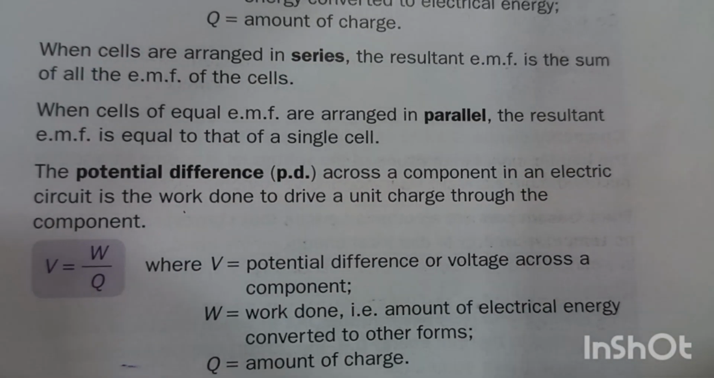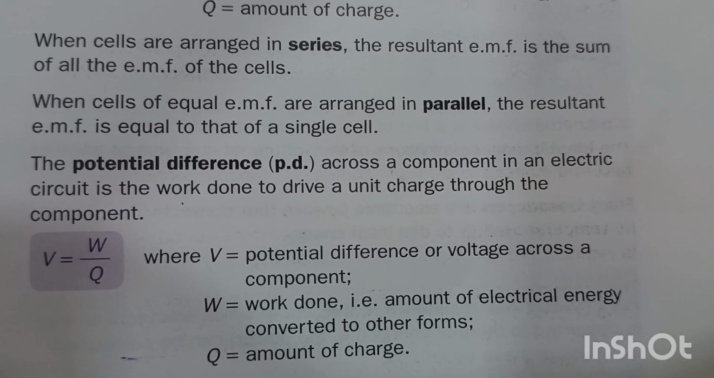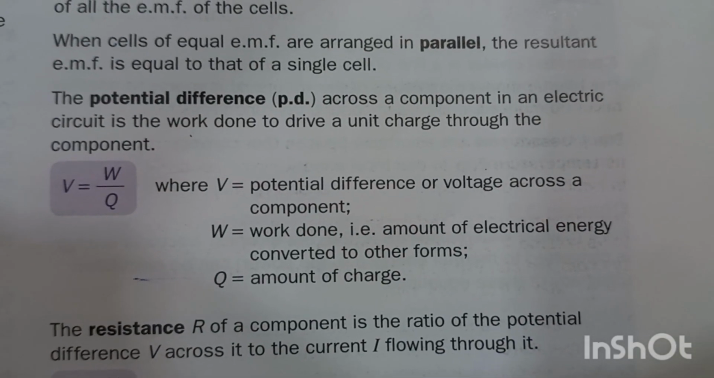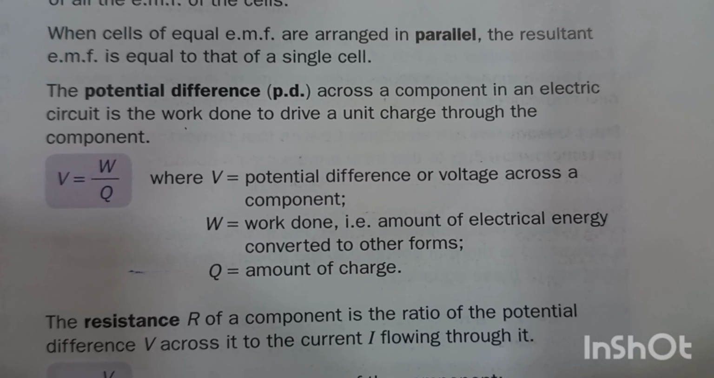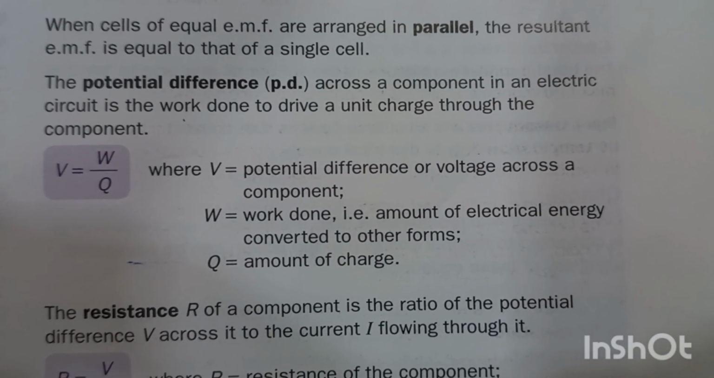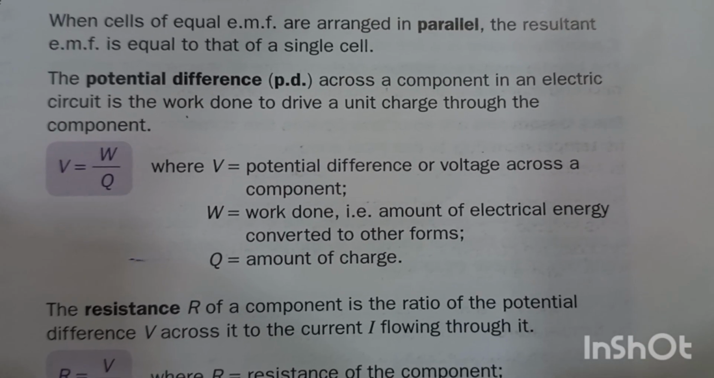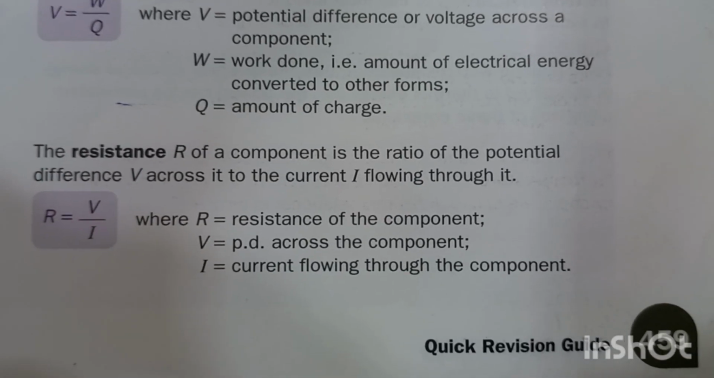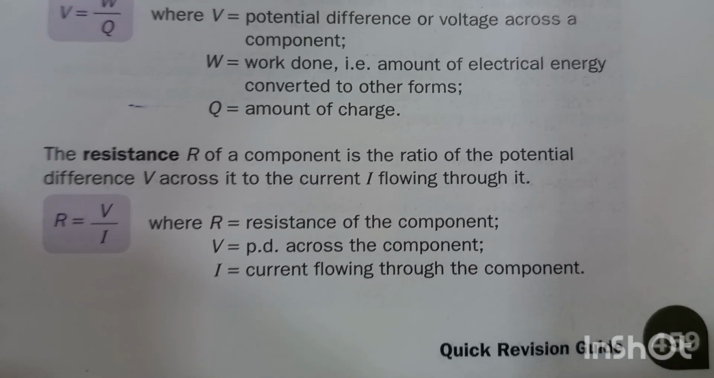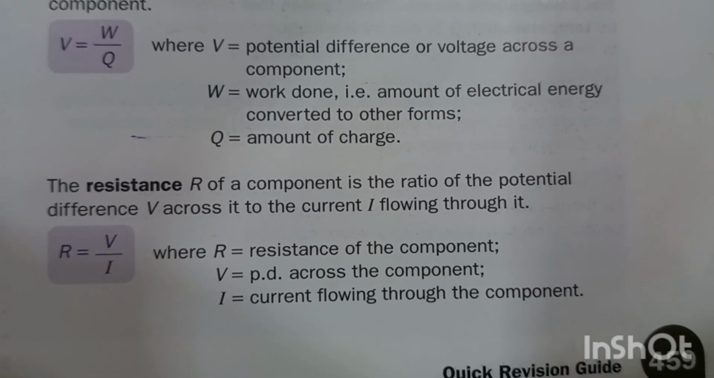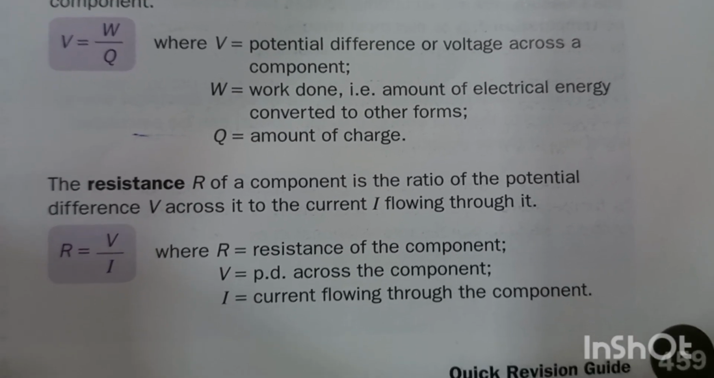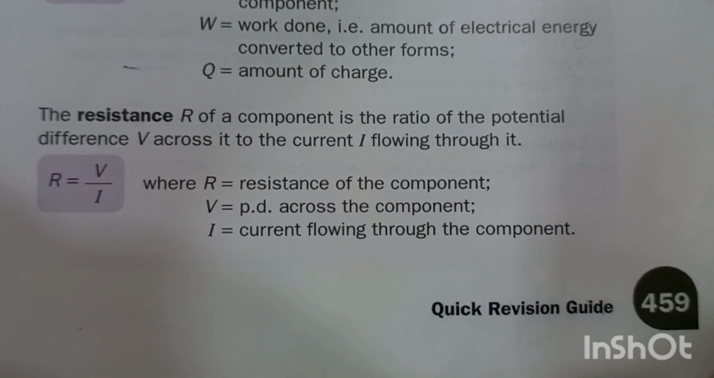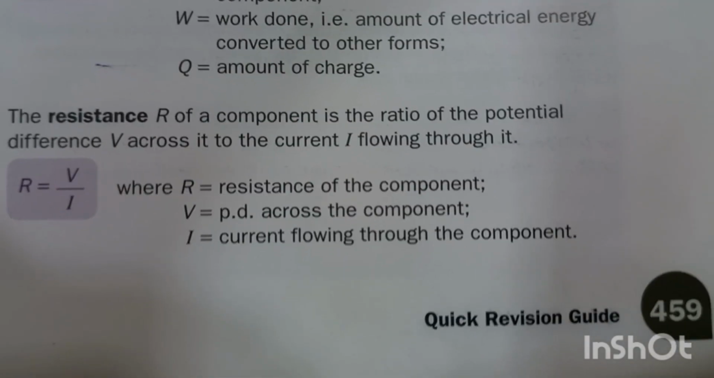The potential difference across a component in an electric circuit is the work done to drive a unit charge through the component. Here V is equal to W by Q, where V is the potential difference or voltage across a component, W is the work done, that is the amount of electric energy converted to other forms, and Q is the amount of charge. The resistance R of a component is the ratio of the potential difference V across it to the current I flowing through it. R is equal to V by I, where R is the resistance of the component, V is the potential difference across the component, and I is the current flowing through the component.